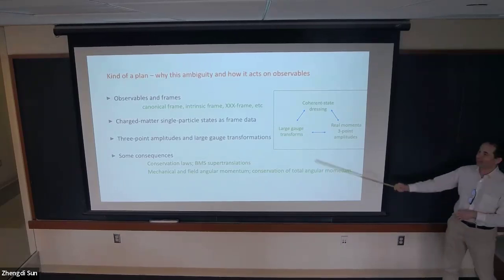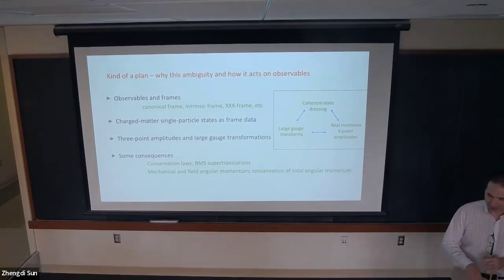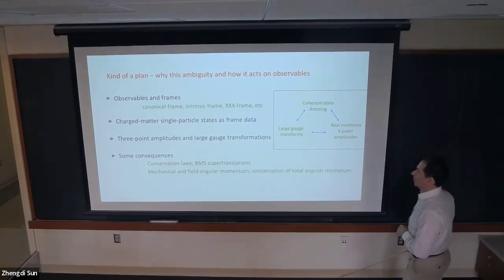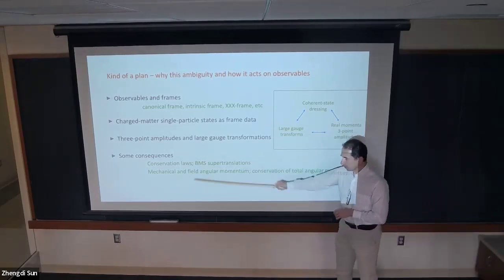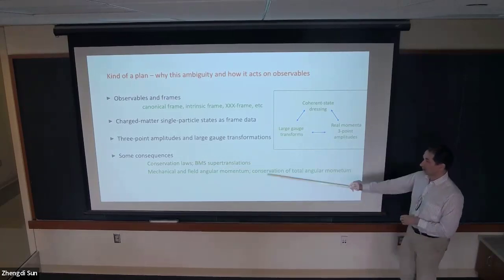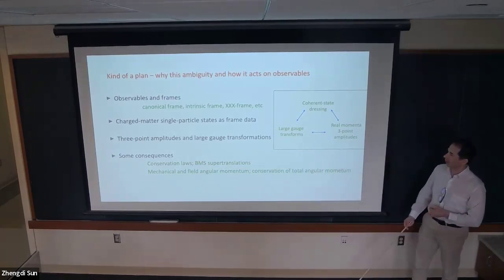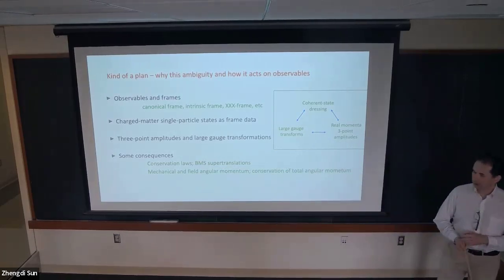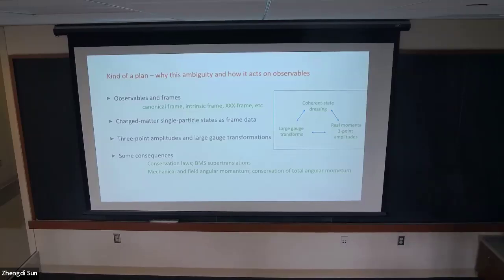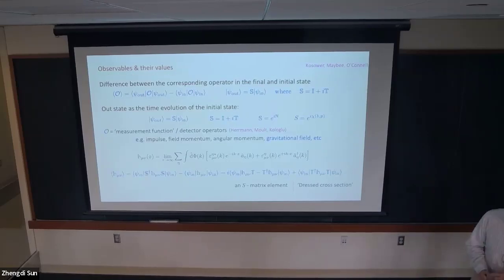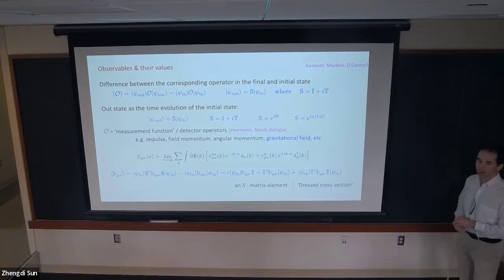Okay, and then anyway, we are also going to get to some consequences. In particular, we are going to invent some conservation laws, which are the BMS supertranslations, and then we are going to address a little bit of a puzzle about the frame or gauge independence of the total angular momentum. All right. So to get there, we need to worry a little bit about observables and how we compute them.